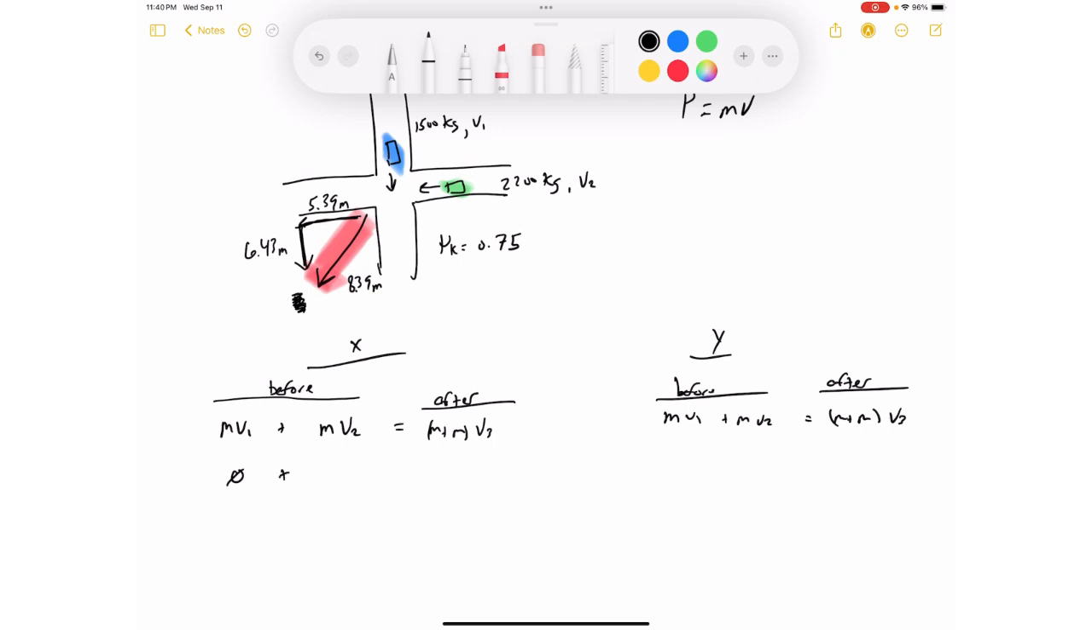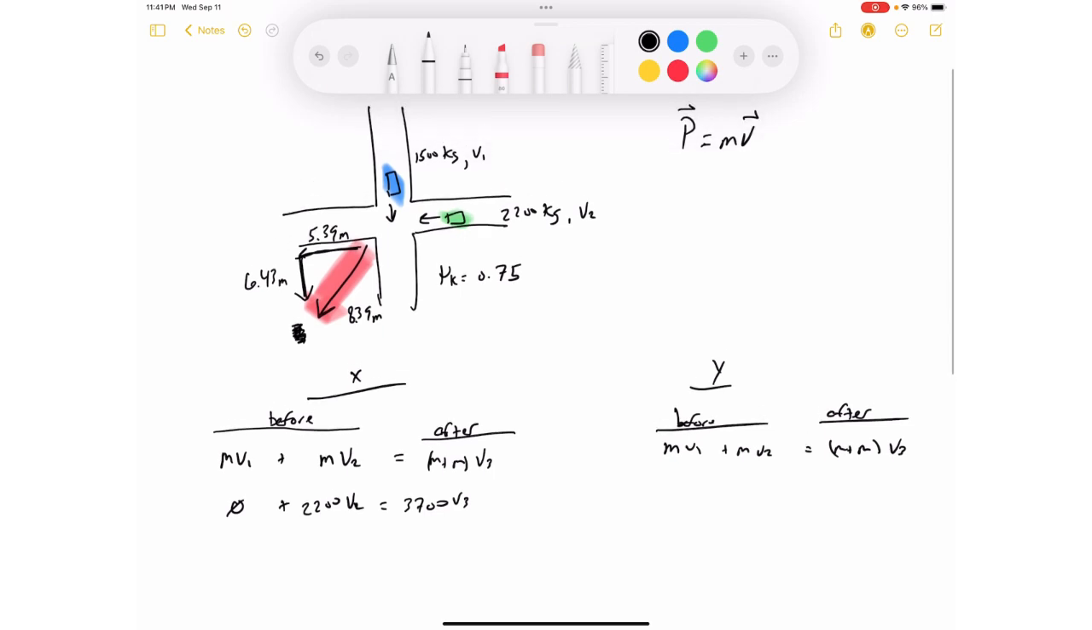Plus, now, the guy in green, is he moving in X? Yes, he's moving in X. Now, you might be thinking, I'll do negative. No, don't do negative, because the negative will be a part of the V2. So I'm going to do its mass. So its mass happens to be 2,200 kilograms, and his speed is V2. And then you're going to add 1,500. So after, they're going to come together. So 1,500 plus 2,200 is 3,700. And that's V3.